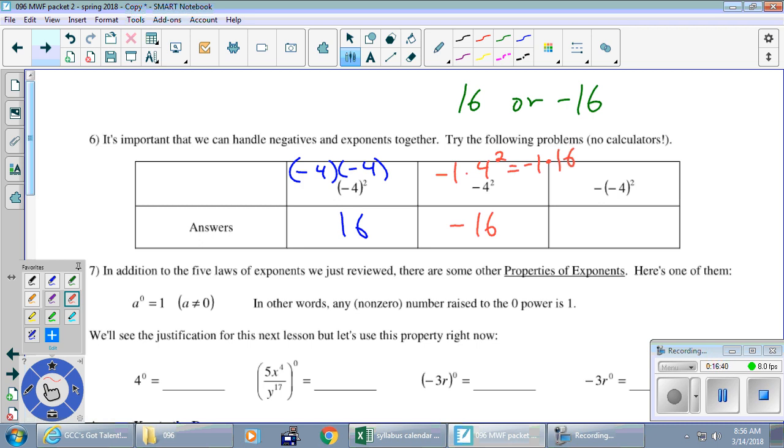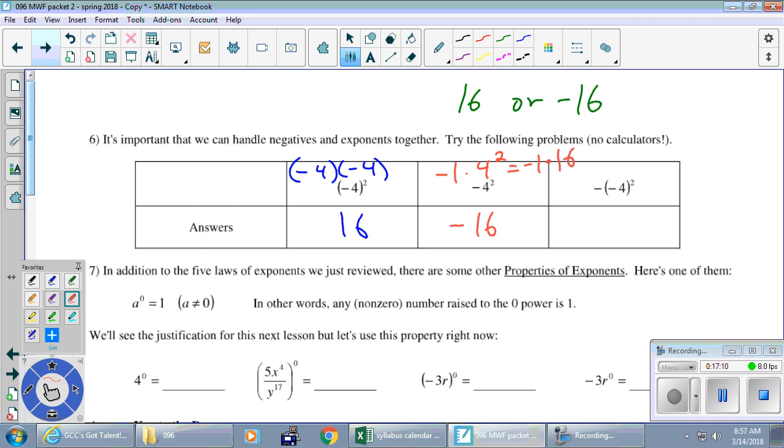What is this squared touching? Only the 4. It has T-Rex arms. It is not long enough to reach that negative sign. We got it? The only way I can make the exponent have more reach is with parentheses, like in this first column. That squared now does reach the negative sign because I have put parentheses around it. I have allowed the exponent to reach everything in the parentheses. But otherwise, the exponent is only affecting the literal one thing it is touching.